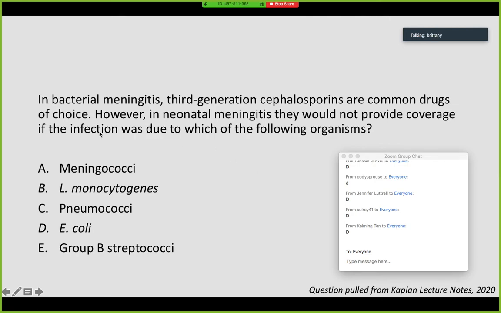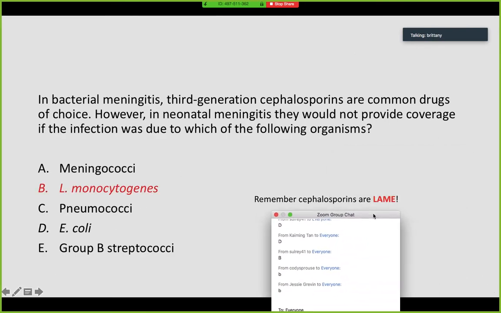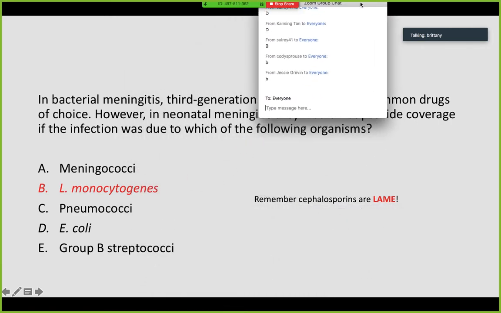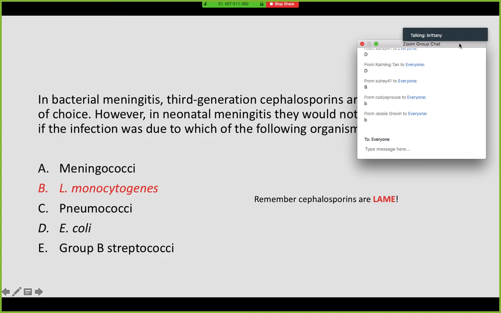In bacterial meningitis, third generation cephalosporins are common drugs of choice. However, in neonatal meningitis, they would not provide coverage if the infection was due to which of the following organisms? Right, we have a vote for B, and that is the correct answer. So remember your mnemonic that cephalosporins are LAME. That is very high yield, so that should show up for you tomorrow if you know that cephalosporins are LAME.